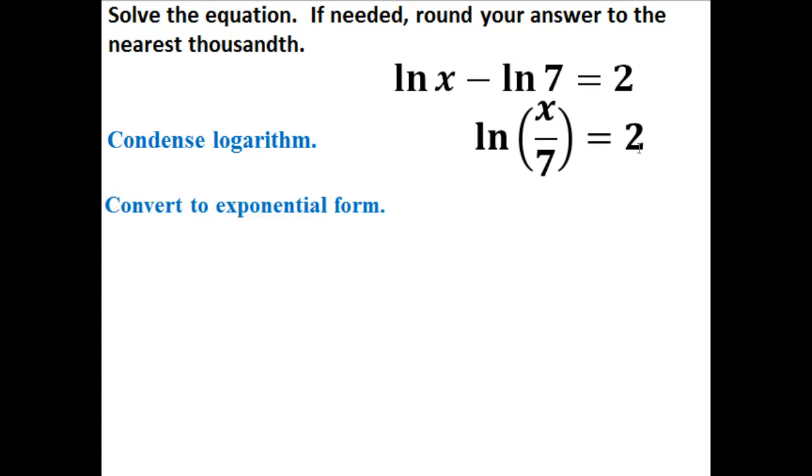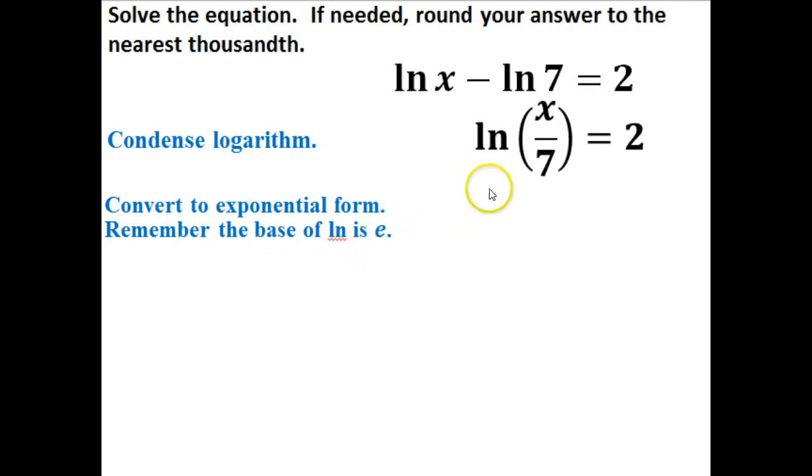Now what I need to do is convert this to exponential form, and a key important piece here is understanding what the base is on this natural logarithm. The base here is actually the number e. Natural logarithms always use a base of e. So anytime you see the ln, your base is e.